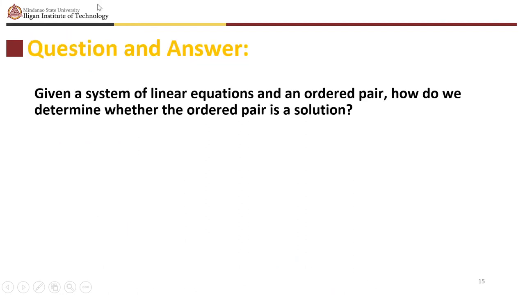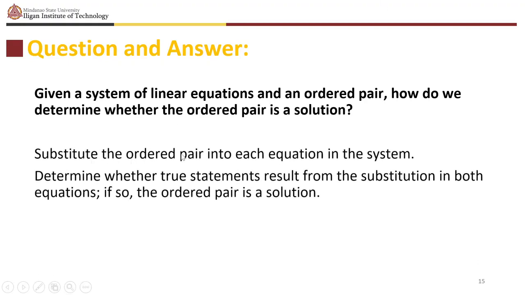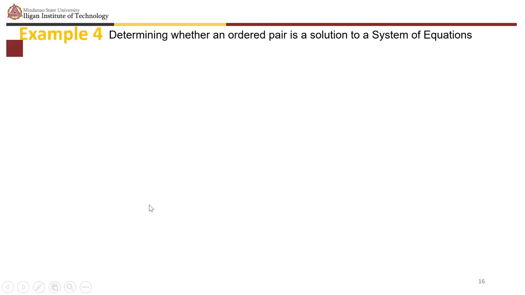If you are given a system of linear equations and an ordered pair, how do we determine whether the ordered pair is a solution? We simply substitute the ordered pair into each equation in the system, and then we determine whether true statements result from the substitution in both equations. If so, the ordered pair is a solution. Let's take an example.